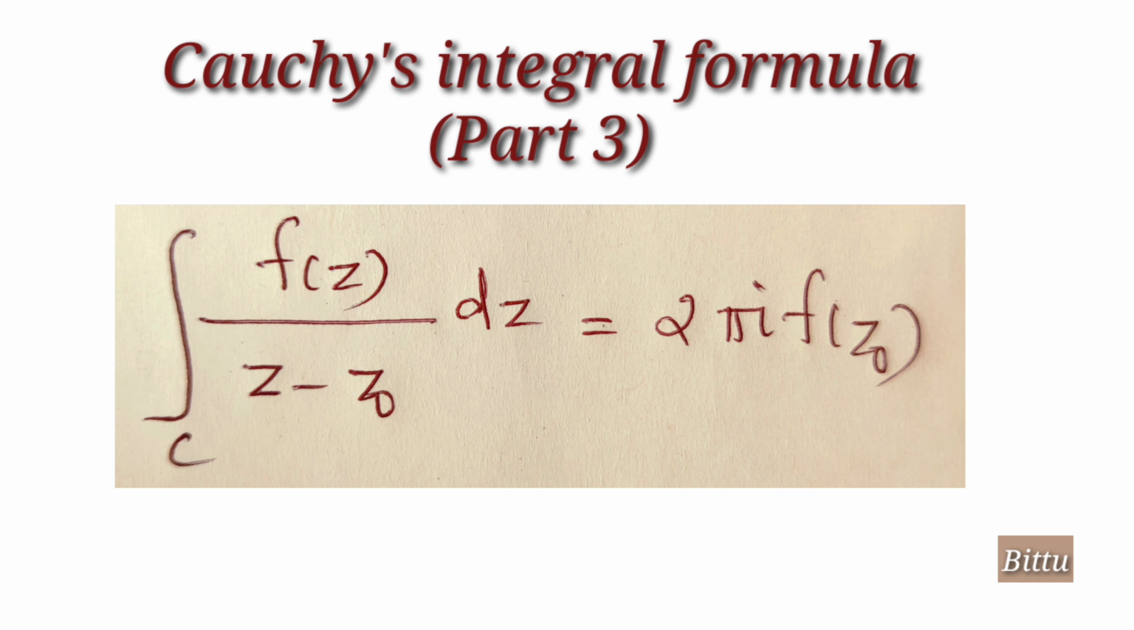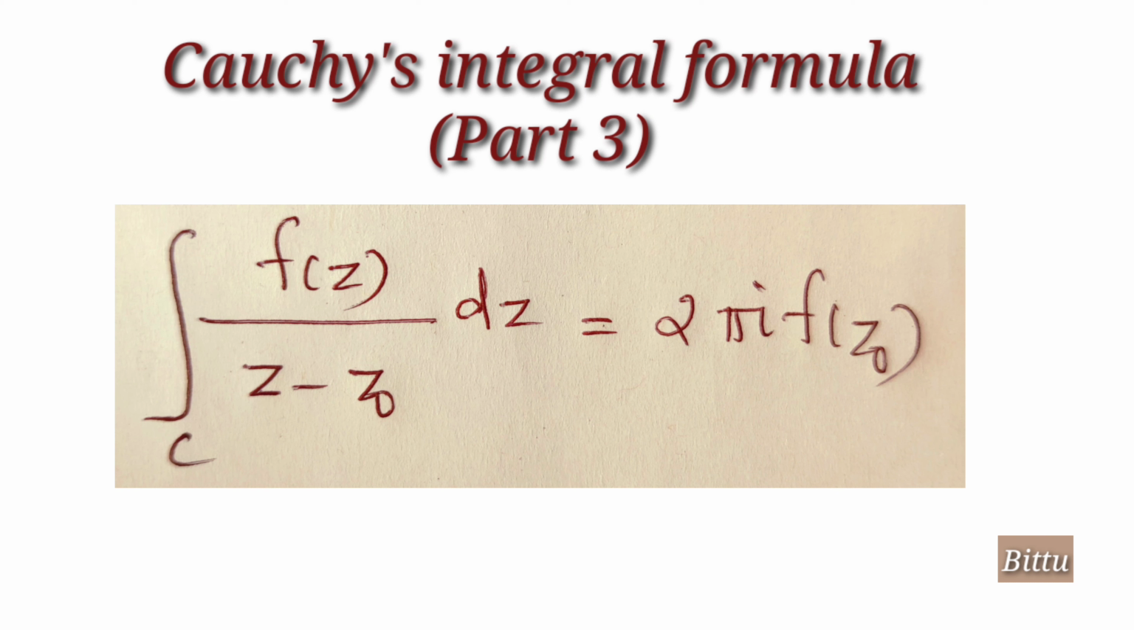Cauchy's integral formula is the integral over C of f(z) by (z minus z naught) dz equal to 2 pi i f of z naught. Here f(z) is an analytic function within and on a simple closed curve C, and z naught is a point within C. So for applying the integral formula, we have to choose f(z) and z naught. Then for getting the value of the integral, you have to multiply f of z naught with 2 pi i.